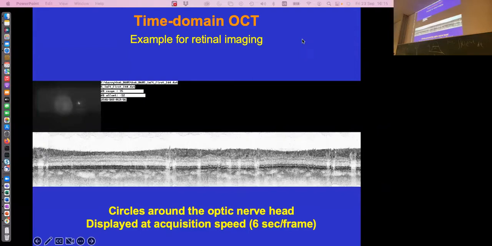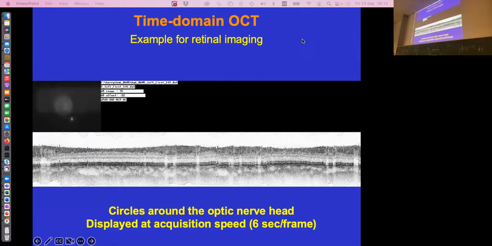You can see the speed at which it acquires. It takes 6 seconds for a single frame. These are 12 circles, so that is 72 seconds. That is more than a minute. And all I've done is 12 circles around the optic nerve. I'm doing the full scan of the retina. 12 circles.